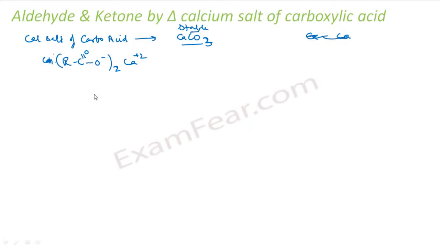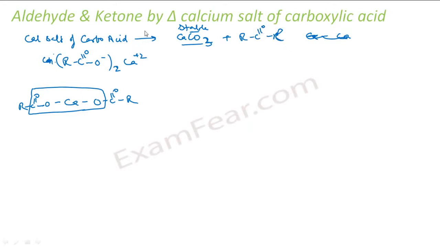Let me draw this. Calcium, OCOOR, OCOR, right? From this, if you want to take out calcium carbonate, CaCO3, you have to take out this much, correct? This is CaCO3. So if you see this, CaCO3 is this, right? So from this, if you take CaCO3, what you get is RCOR.